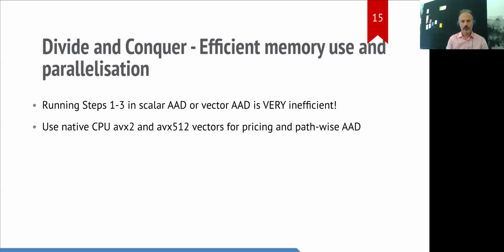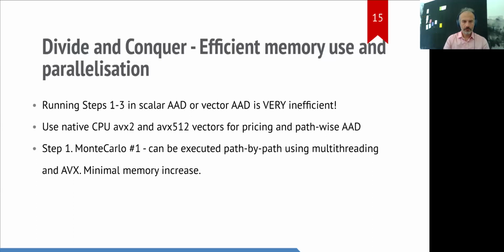So the idea is to exploit opportunities where you can execute pathwise AAD and use only native CPU vectorization. Here we talk about AVX2 and AVX512 vectors. It basically allows you to simulate your Monte Carlo in small chunks. So in one pass, you can calculate 4 paths at the same time with no additional time requirements.